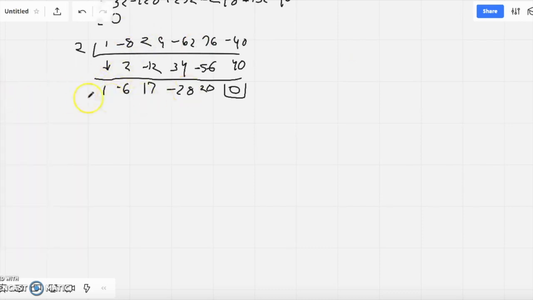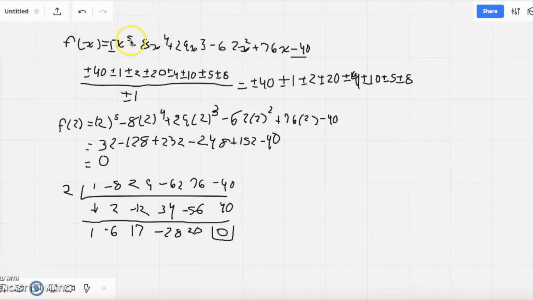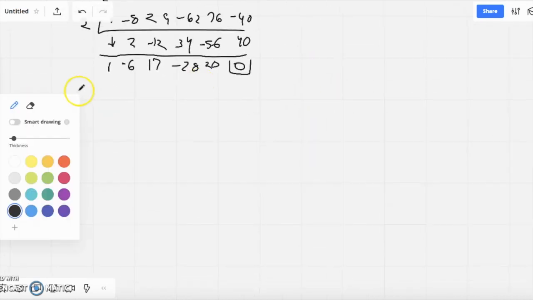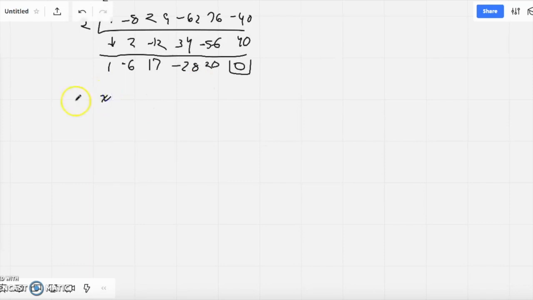So the result of this will be our new equation. As we saw, the highest power was to the fifth in the original equation, so now it's going to be to the fourth because we simplified it. Our new f of x is going to be x to the fourth, and we're going to be using these as the leading coefficients. So then it's going to be negative 6x to the third, then plus 17x squared, minus 28x, and then this is just going to be 20.